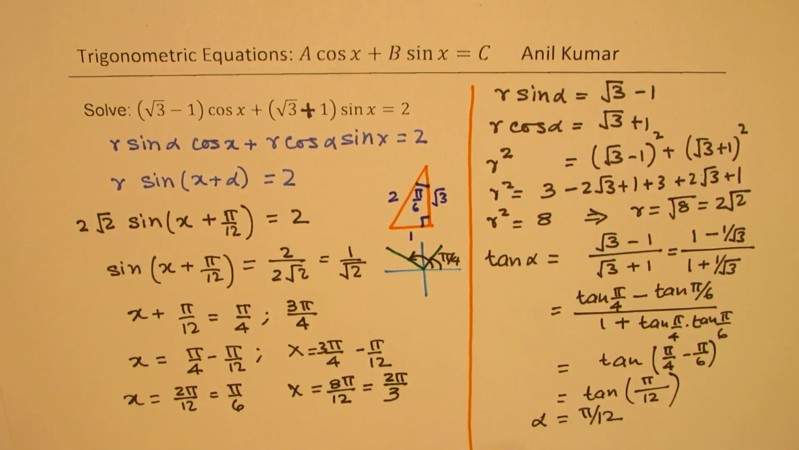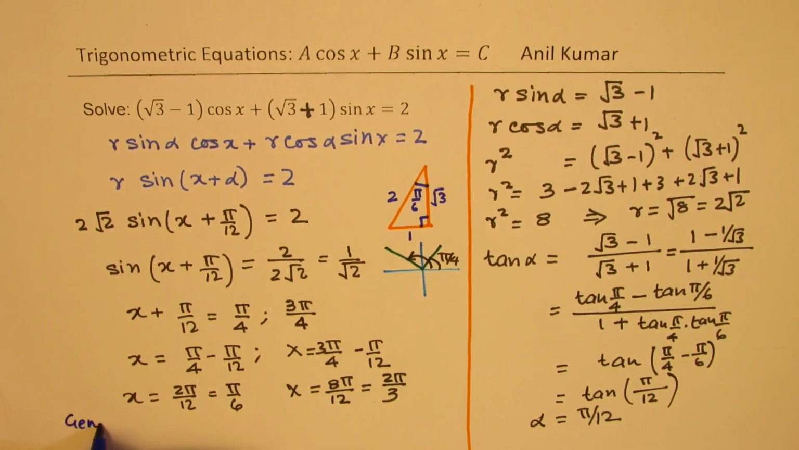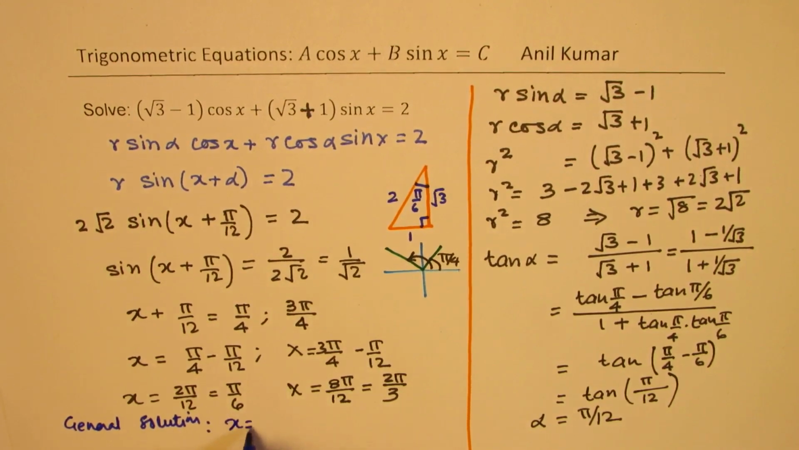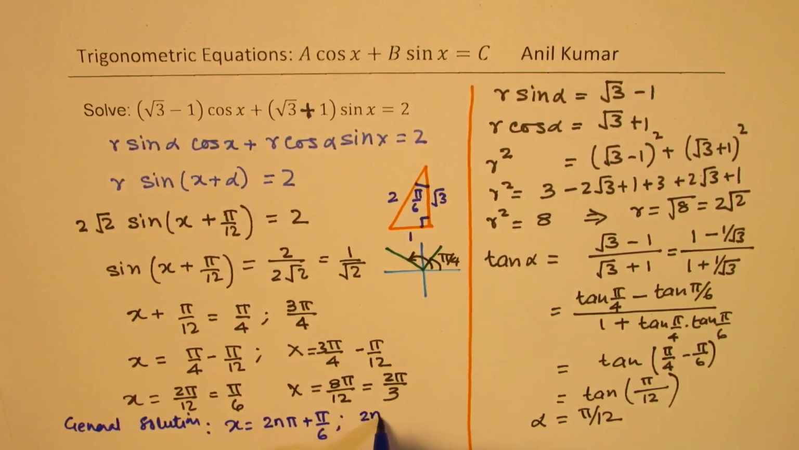So we can now write a general solution here. The general solution will be x equals, since it's a periodic function, 2n pi plus pi by 6. The other one is 2n pi plus 2 pi by 3. You see, that is how we are going to solve this particular question. So I hope that makes sense.